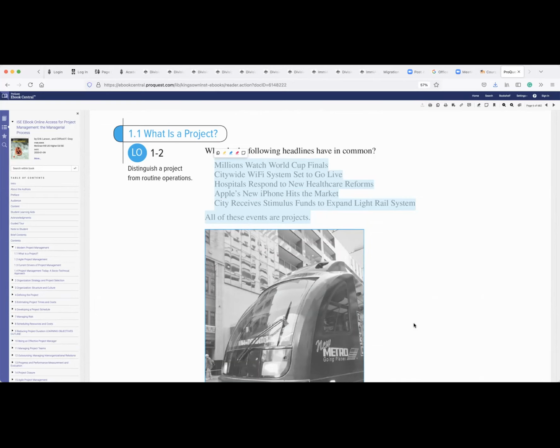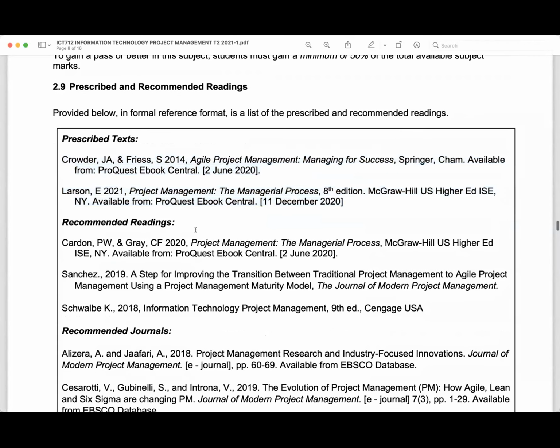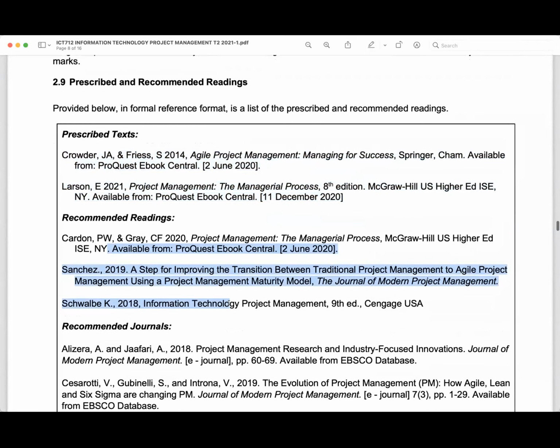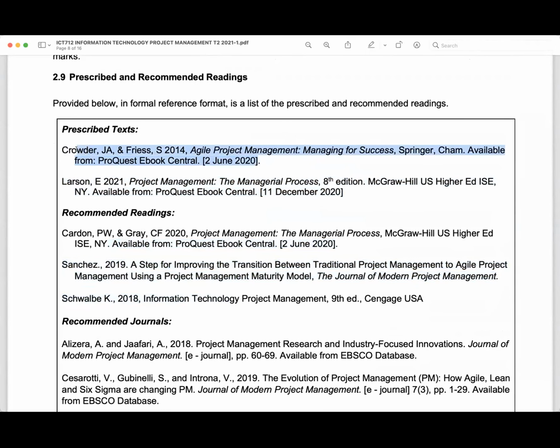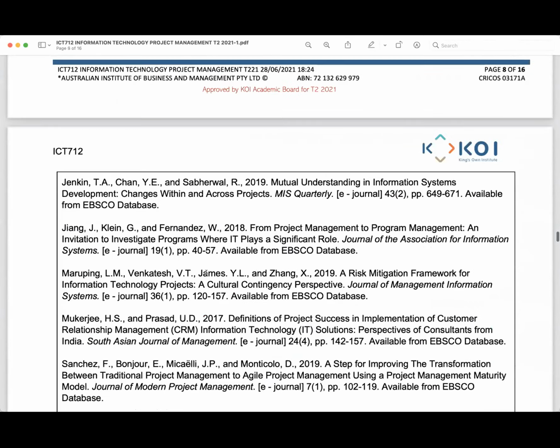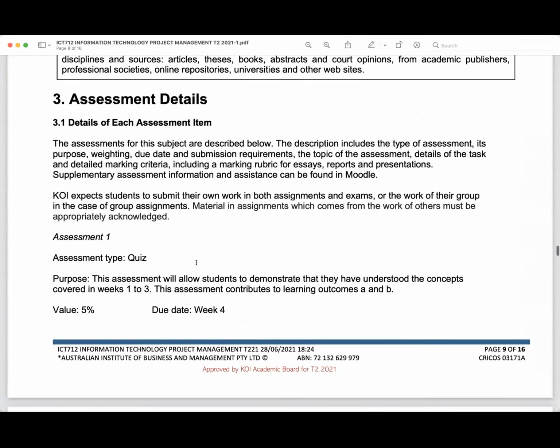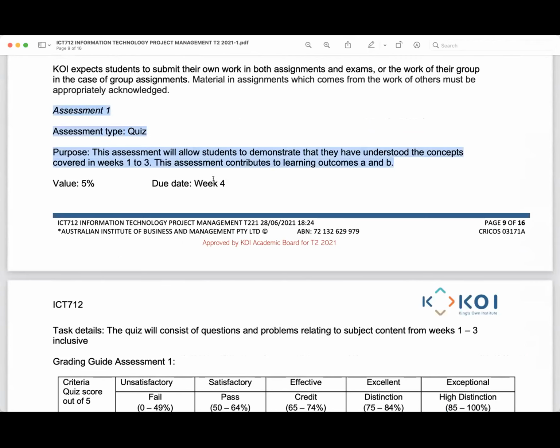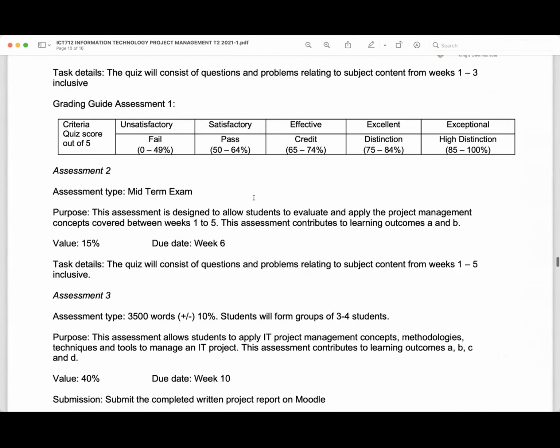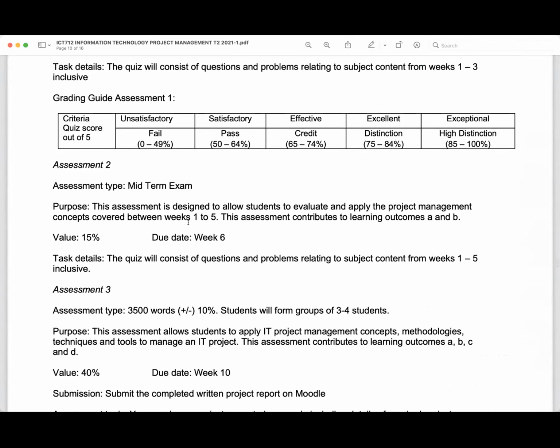Going back to the outline, you'll be able to see readings that we recommend. That's your Agile textbook we'll be using for the session. And obviously there's a lot of details, so I encourage you to read information about your assignment and midterm exam. Obviously it's going to cover everything between week 1 and week 5, and it consists of questions and problems relating to the subject content covered between weeks 1 and 5.